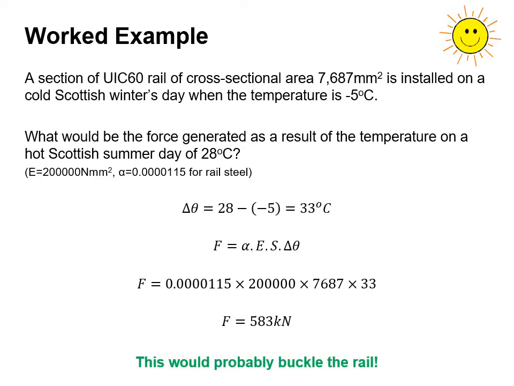So let's have a look at another worked example. In this case, a section of UIC 60 rail is installed on a cold day at a temperature of -5 degrees C. So what force would be generated as a result of the air temperature being 28 degrees centigrade on a very hot Scottish summer's day? And here we can see that the force would be 583 kilonewtons, and this would probably cause the rail to buckle.